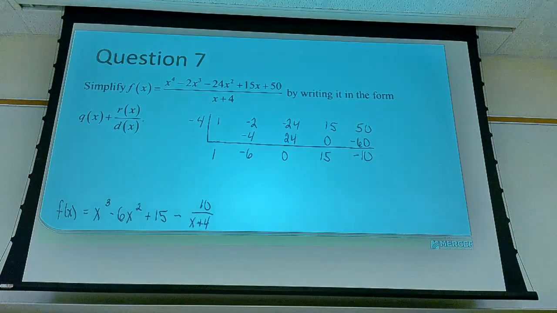I never understood how to write it in that form, like the r of x, that's the -10 at the end. Yes. The remainder is what you're left with. Remainder over the divisor. This is what we would call proper form, or if you will, the equivalent is a mixed number.